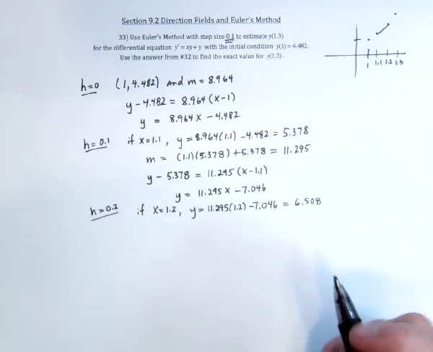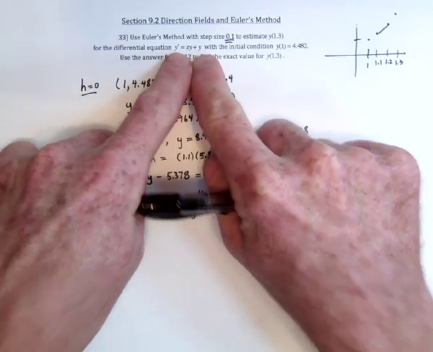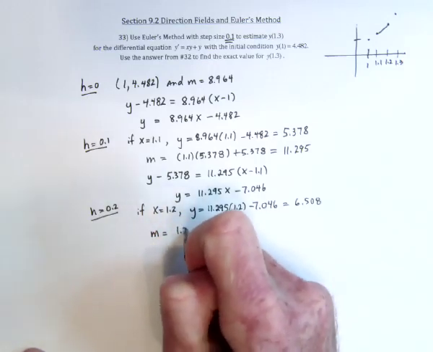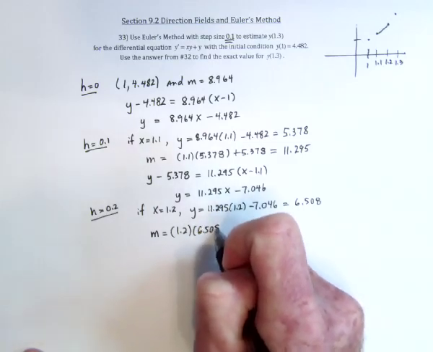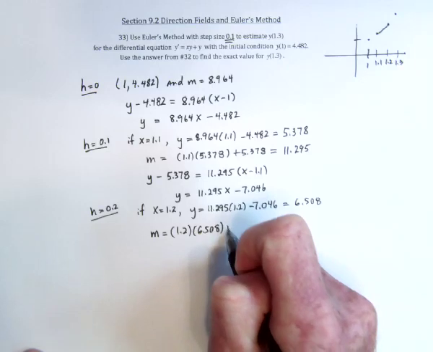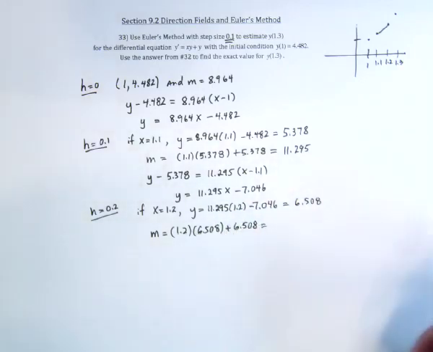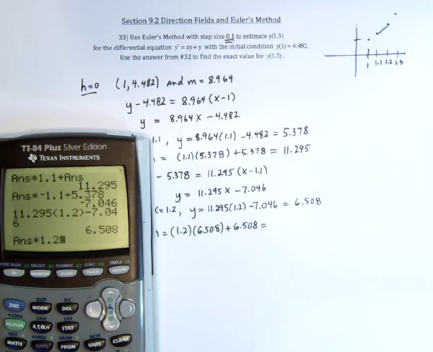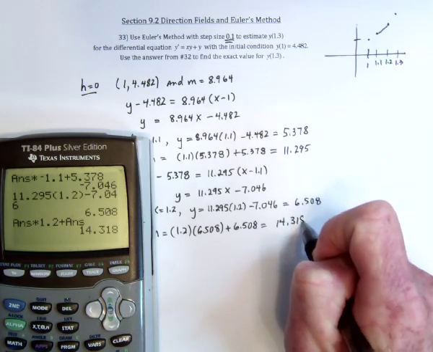Okay, next, find the slope again. Take these two, substitute them into that equation right there, and so the slope is going to be x times y and then it's plus y. So take that last answer, multiply by 1.2, and then plus itself. 14.318.